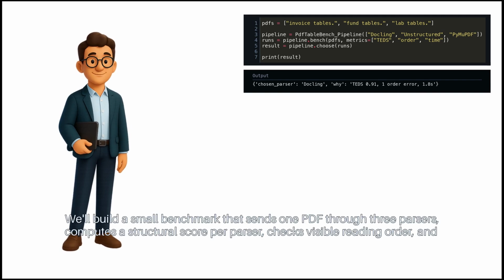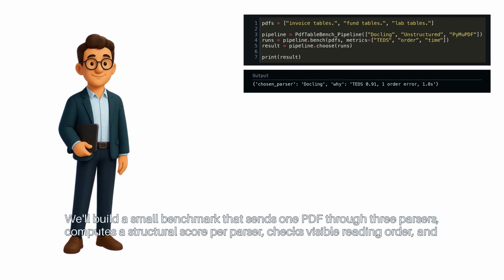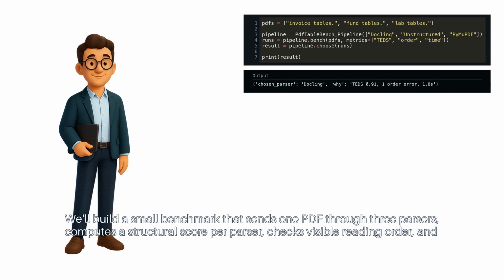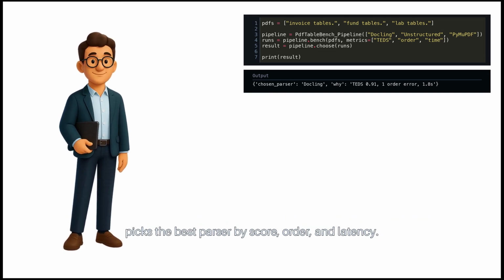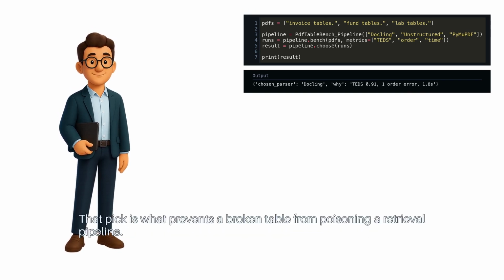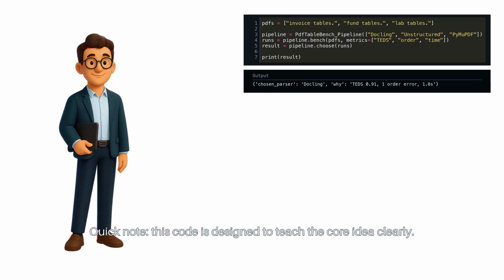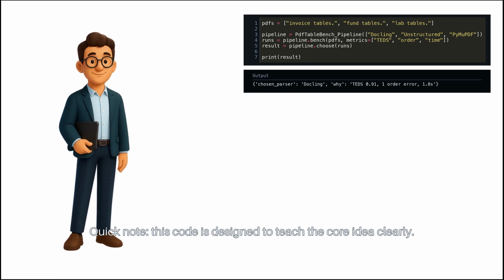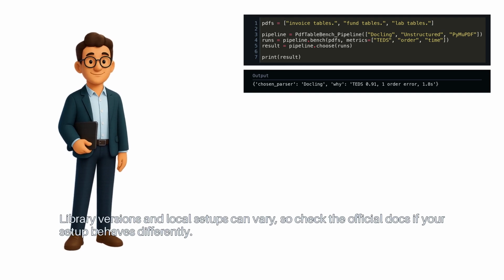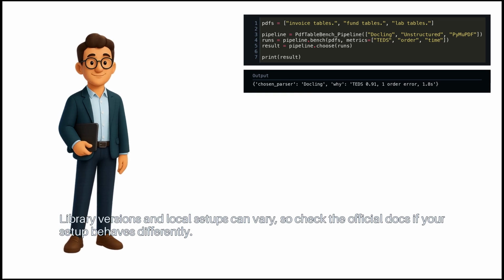We'll build a small benchmark that sends one PDF through 3 parsers, computes a structural score per parser, checks visible reading order, and picks the best parser by score, order, and latency. That pick is what prevents a broken table from poisoning a retrieval pipeline. Quick note, this code is designed to teach the core idea clearly. Library versions and local setups can vary, so check the official docs if your setup behaves differently.